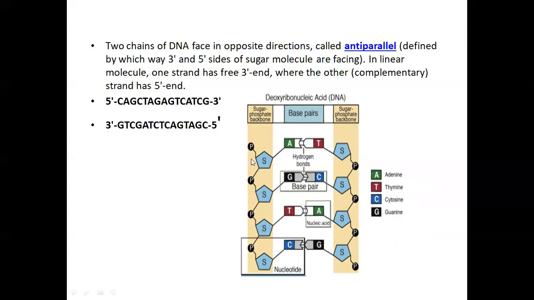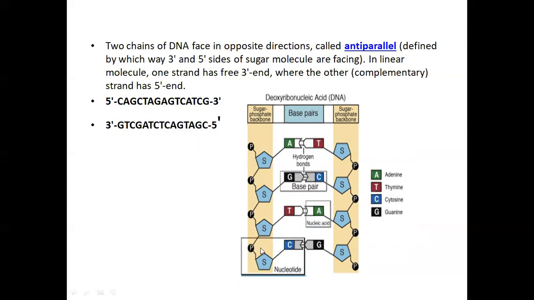You just see the structure here. So this is one polynucleotide. This is another polynucleotide chain because DNA is having two polynucleotide chains. And all the nucleotides are linked by means of phosphodiester bond. You know very well how this phosphodiester bond is formed.